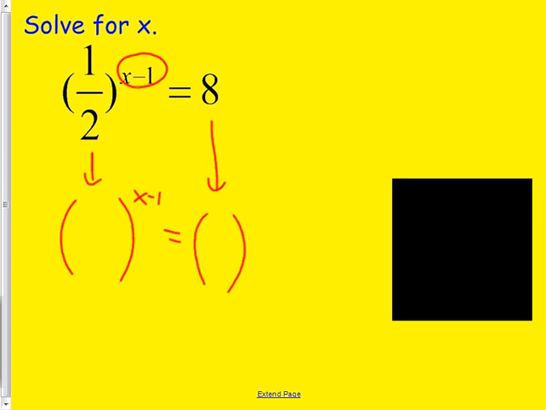All right, looks like you used a base of 2 on both sides. So how many of you are using a base of 2 on both sides? Good. And you're on the right track.